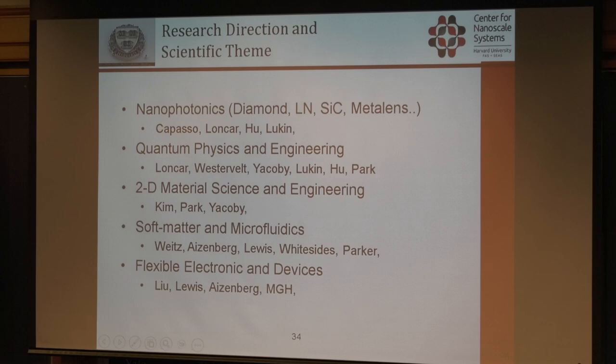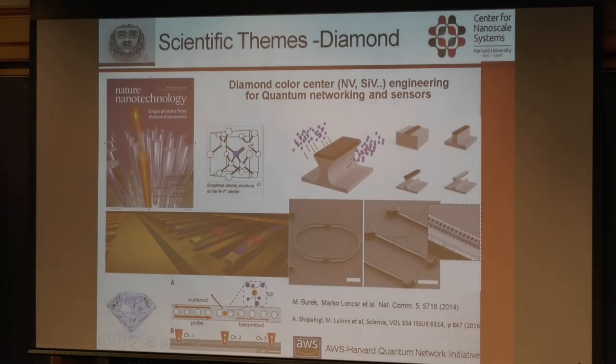All right, so finally, I will go to the last part: the research direction and the scientific theme. Here the CNS supports different areas. Traditionally we were pretty good at soft materials and flexible electronics. But in the past 10 years, three areas, photonics, quantum physics, and 2D materials, are getting very hot. I will use several examples to show how we support this research and make a unique platform for those directions.